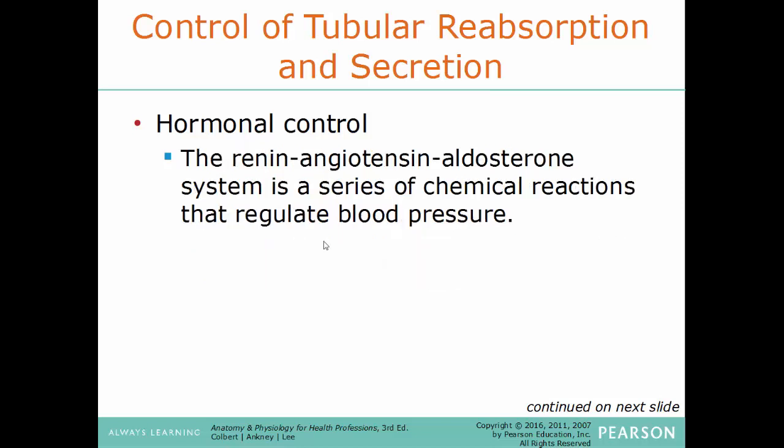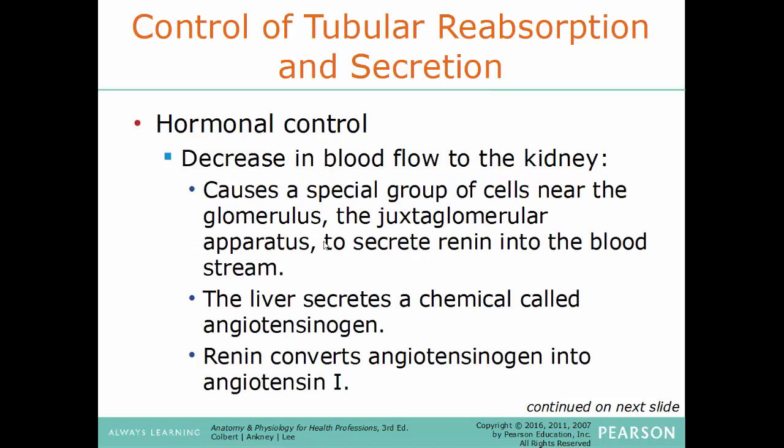The next one, the renin-angiotensin-aldosterone system, is a series of chemical reactions that help to regulate blood pressure. Okay, whenever there's a decrease in blood flow to the kidney, this causes a special group of cells near the glomerulus, called the juxtaglomerular apparatus, to secrete renin into the bloodstream. Now the liver will secrete a chemical called angiotensinogen. The renin will convert that into angiotensin 1.